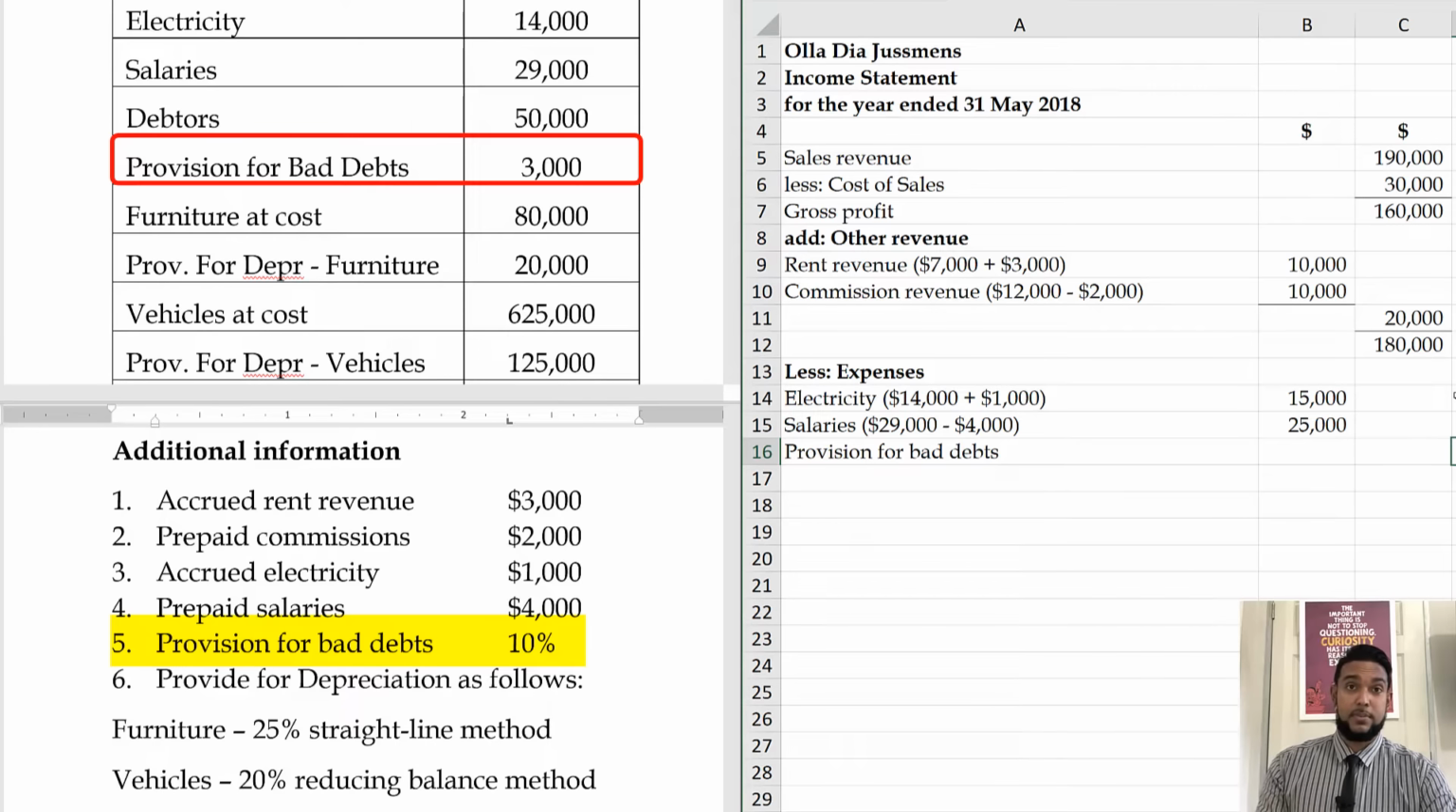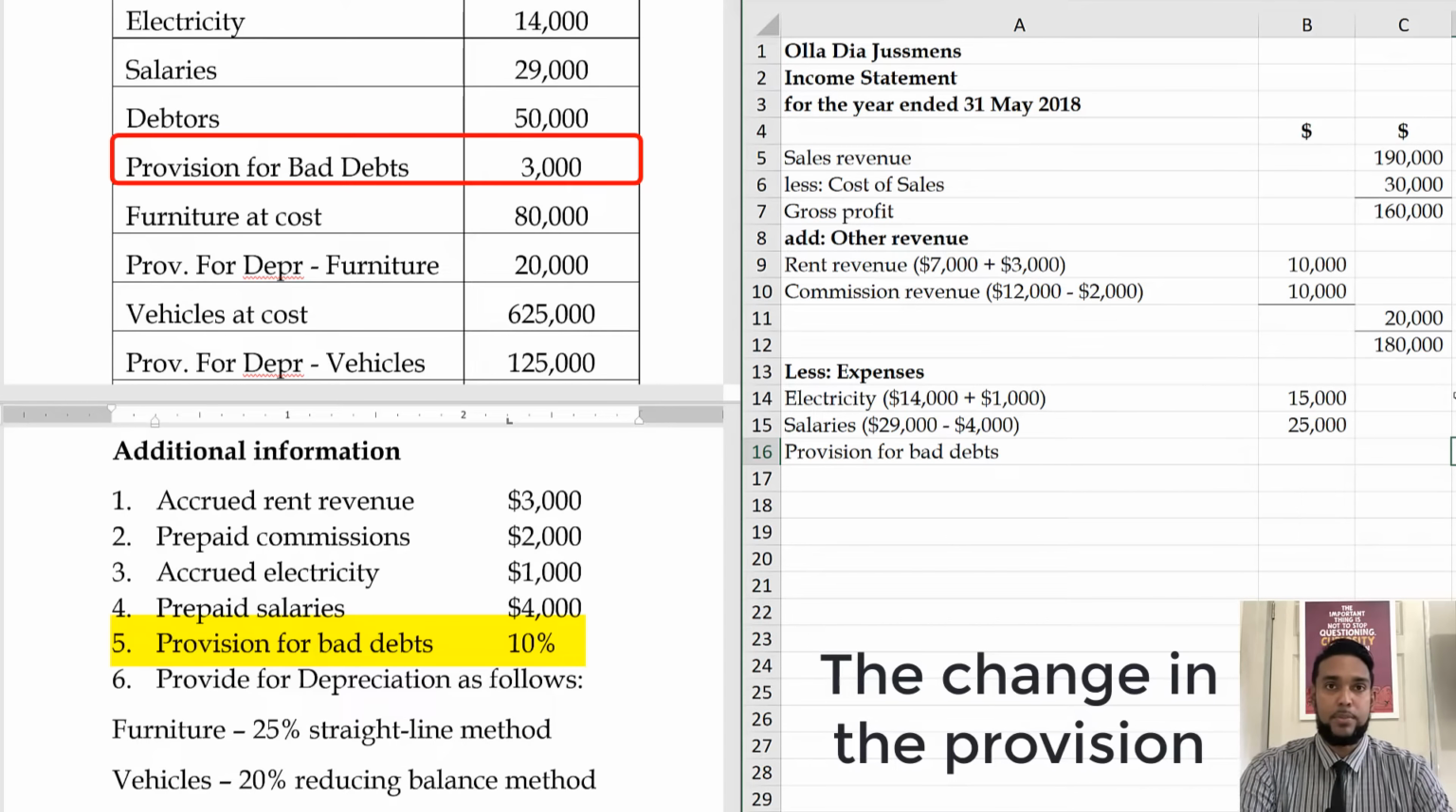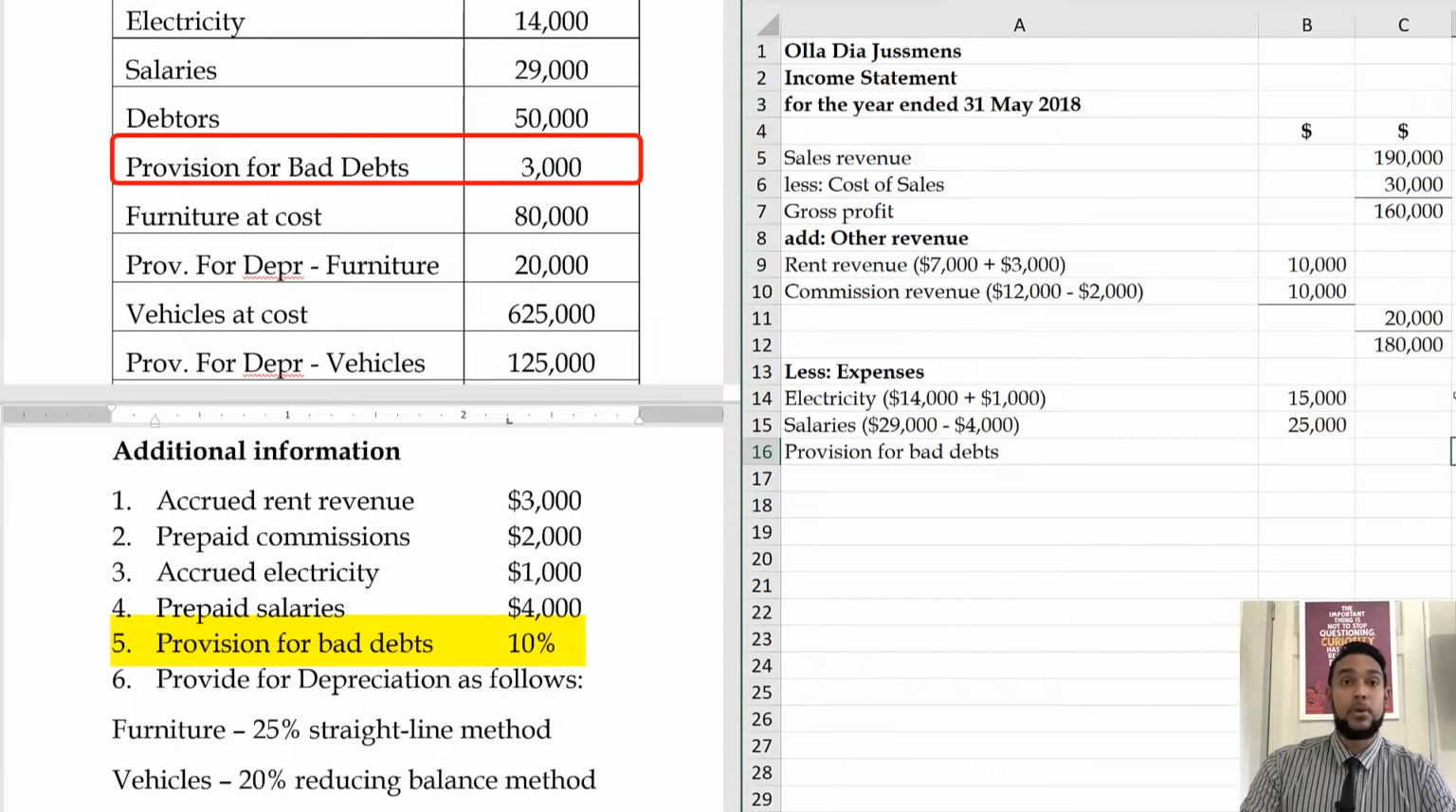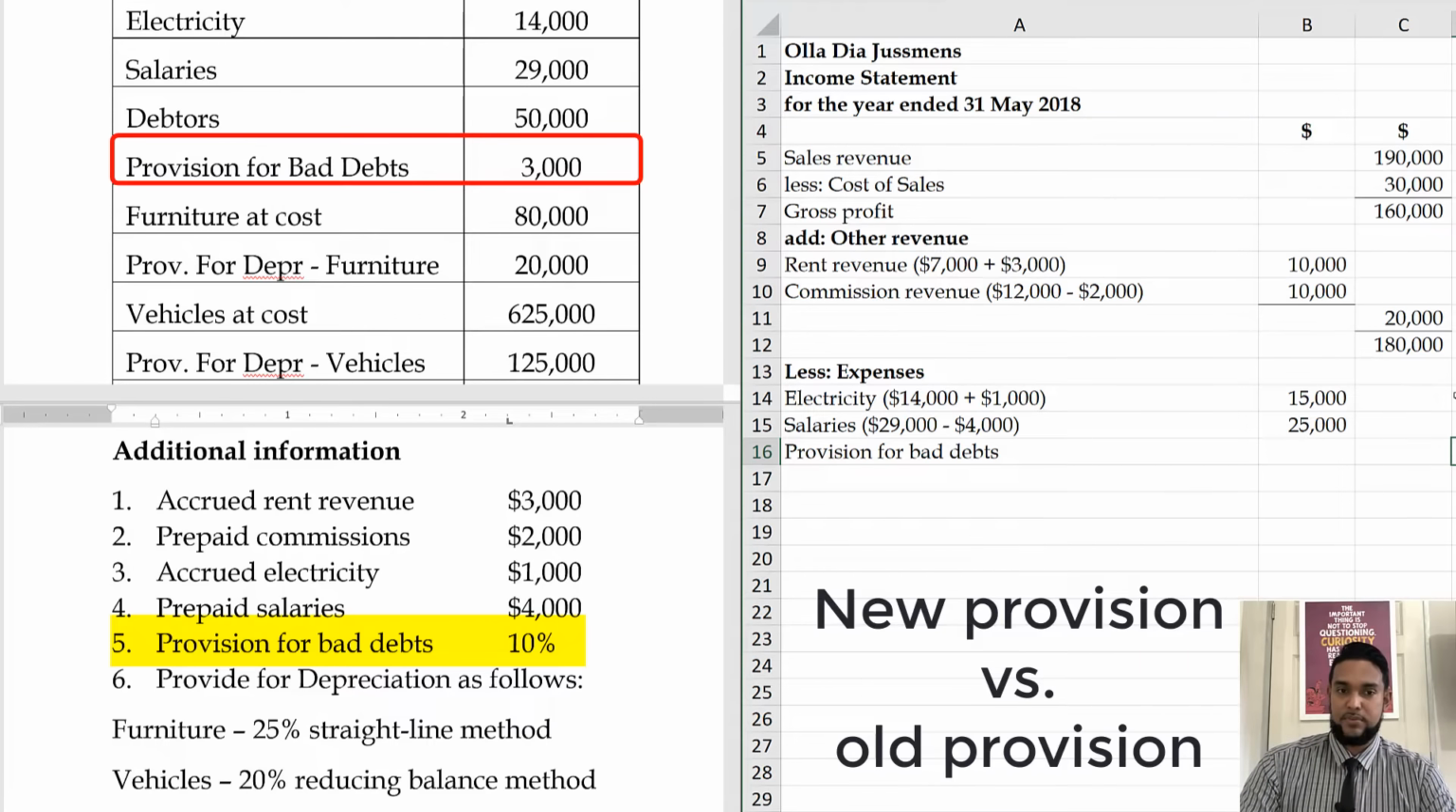Right, so this of course is a troublesome item. Let's take it one step at a time. The amount that goes in the income statement in respect of the provision for bad debts is the change in the provision from one period to the next. How do we assess the change? I'm glad you asked that question. We have two things to do. We have to compare the new provision with the existing provision.